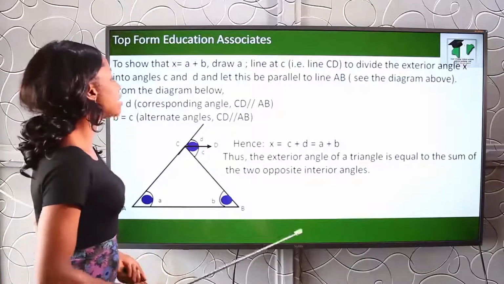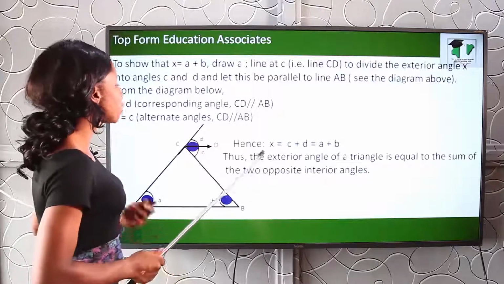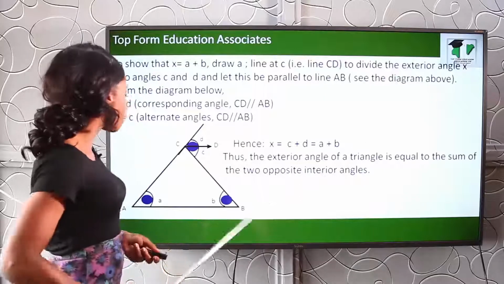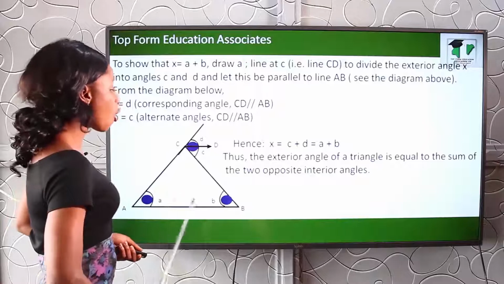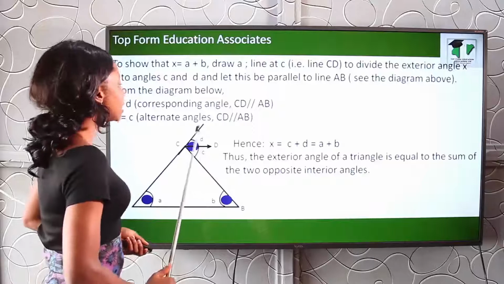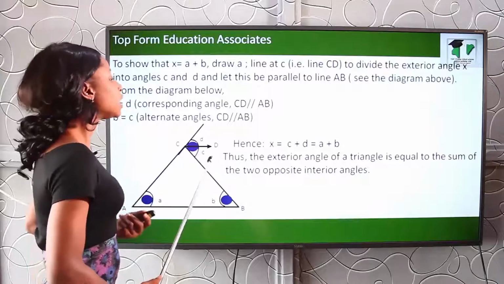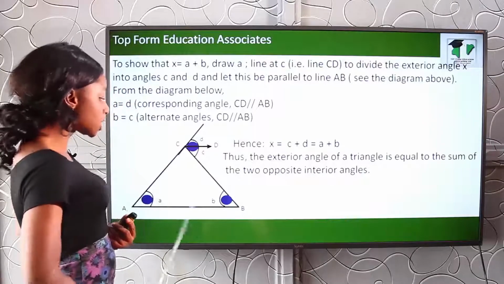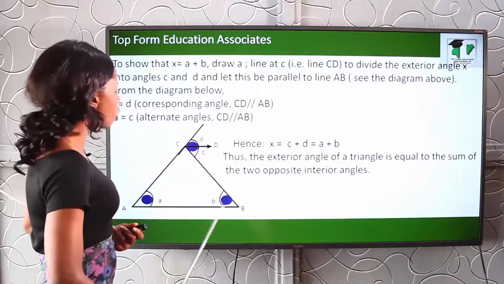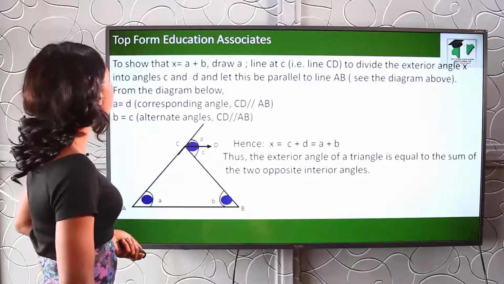So we can say that C plus D is the same as A plus B, and hence we can say that the exterior angle of a triangle is equal to the sum of the interior angles of a triangle. I will take it again. The exterior angle of a triangle, that's the angle outside of a triangle, is equal to the sum of the interior opposite angles. Remember, this is opposite to this. So the sum of this is equal to the exterior angle. I hope you understand. I hope you are following.